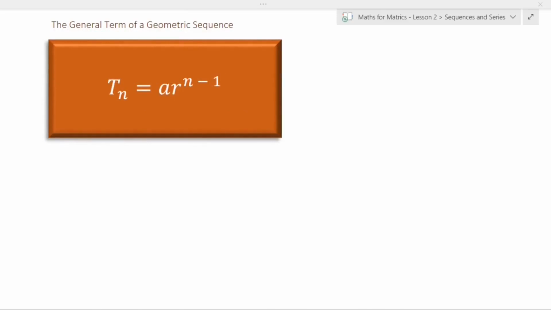The general term of a geometric sequence. The general term of a geometric sequence is given by the formula, Tn is equal to a times r to the power of n minus 1. Now, let's break this formula down.